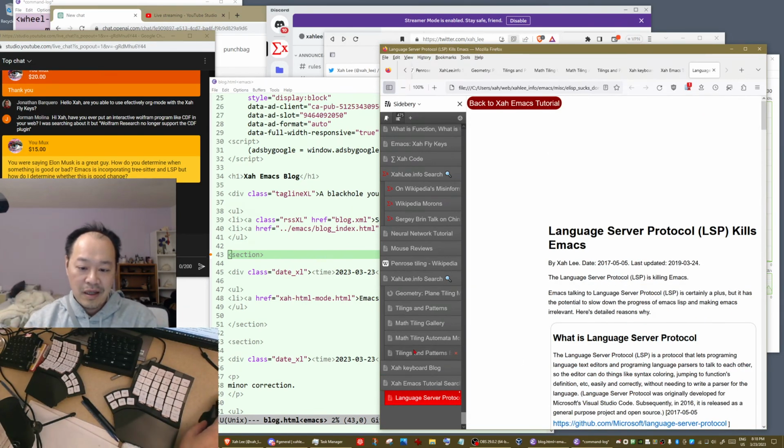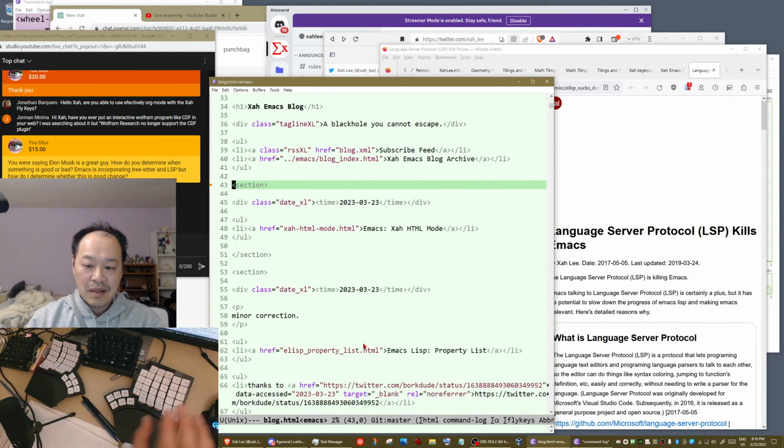Okay, I don't like it. I do not recommend it. LSP by itself, I think, is a good technology. It's useful because it serves a purpose, but I do not recommend it in Emacs, and I don't like it because, in my opinion, it stops the most important progress of Emacs Lisp.